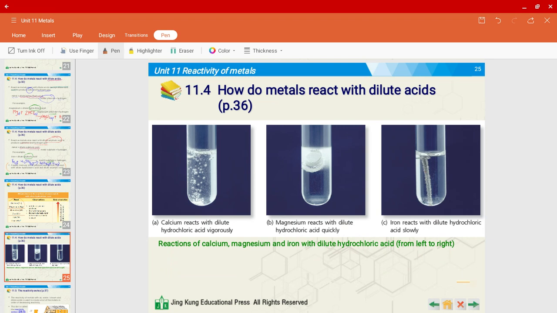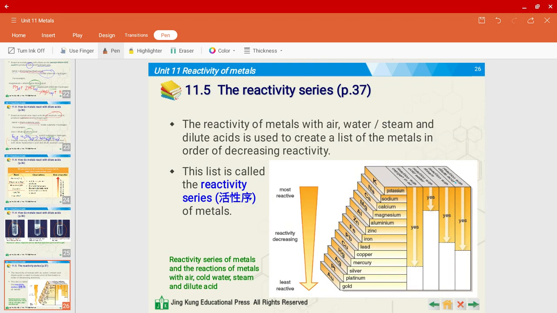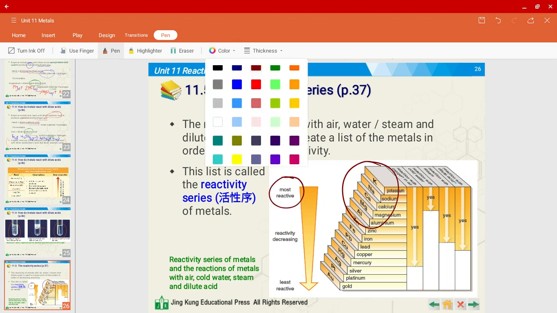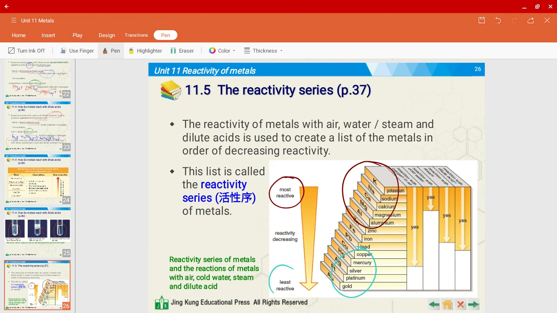So we can look at the diagram over here. Calcium reacts with the acid more vigorously. Magnesium is further down, so it also reacts comparatively quickly, but not as quickly as calcium or potassium and sodium. And finally, iron over here reacts slowly. Again, you can read the reactivity series in your textbook. Just one reminder, the ones on top of the metal reactivity series are more reactive. The ones down below are less reactive.